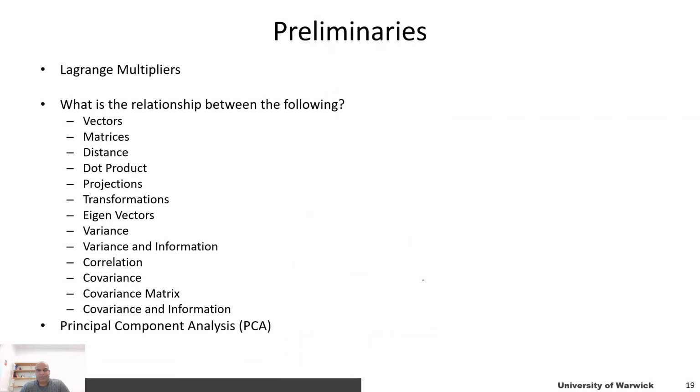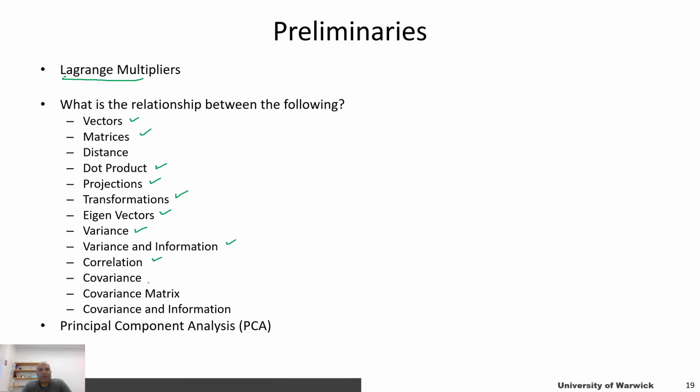In preparation for our discussion on principal component analysis and other types of dimensionality reduction methods, we've gone through a set of preliminaries. We have discussed Lagrange multipliers. We've also talked about the relationship between vectors, matrices, distance, Euclidean distance, for example, and the dot product. We've talked about projections and how matrix vector products can be interpreted as transformations. We've also talked about eigenvectors, and variance and how that is related to information.